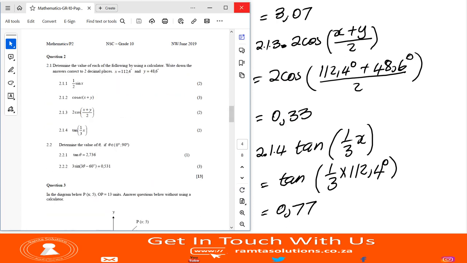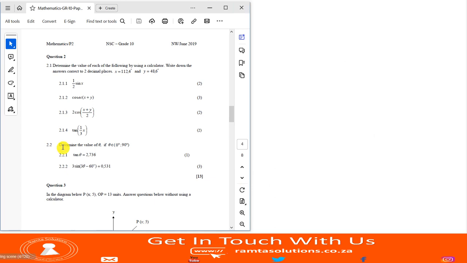Right. Now, let's head to question 2.2. Determine the value of theta if theta is an element of 0 degrees to 90 degrees, all not included. Okay, so what does this mean? This means theta is greater than 0 but less than 90 degrees, and this is what you call an acute angle, isn't it?